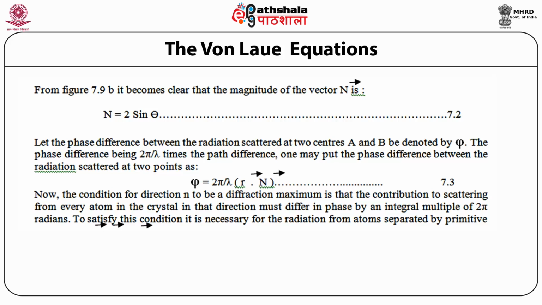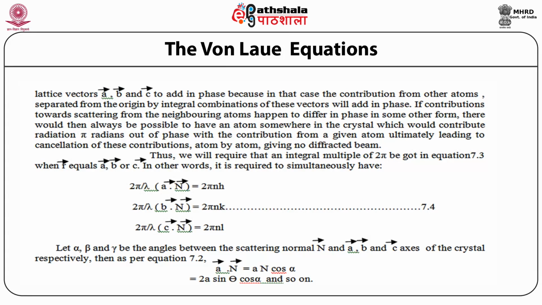Now the condition for direction N to be a diffraction maximum is that the contribution to scattering from every atom in the crystal in that direction must differ in phase by an integral multiple of 2 pi radians. To satisfy this condition, it is necessary for the radiation from atoms separated by primitive lattice vectors A, B, and C to add in phase, because in that case the contribution from other atoms separated from the origin by integral combinations of these vectors will add in phase.